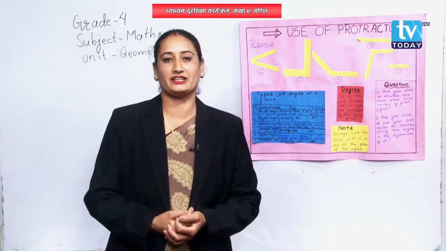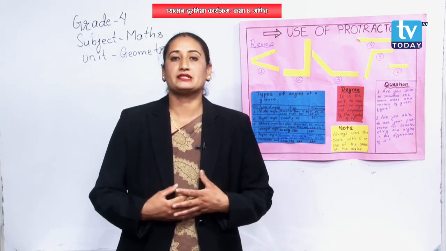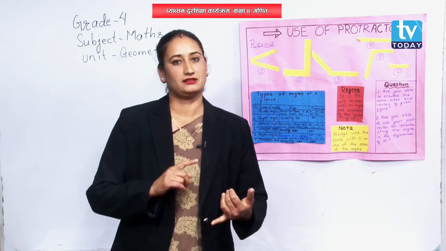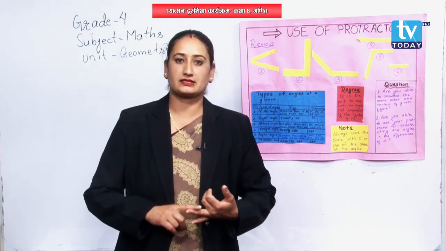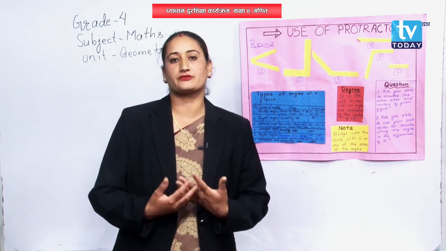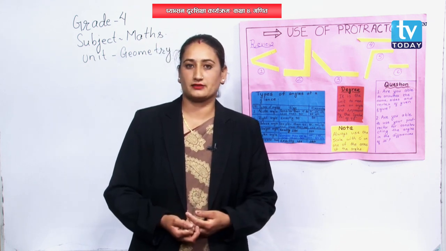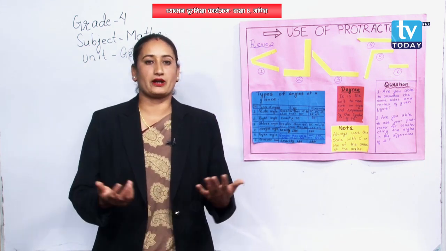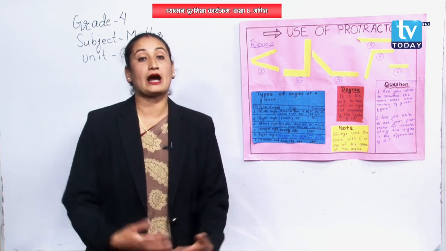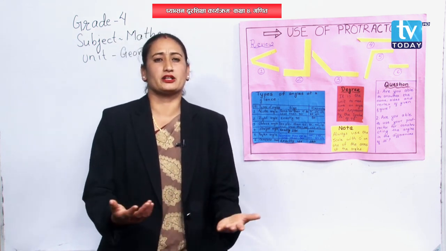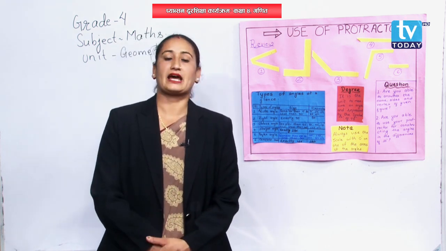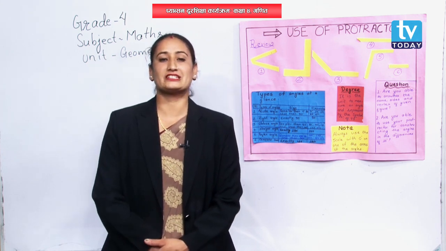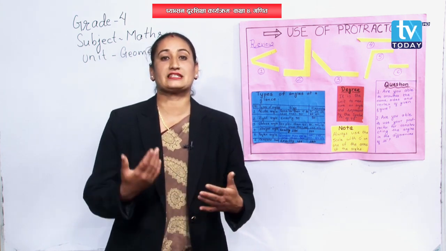Geometry sets. The first ones are the protractor and scale, and there is also the set square. I hope you have not learned about the set square before, how to use it. Now I'm going to teach you how to use the set square.